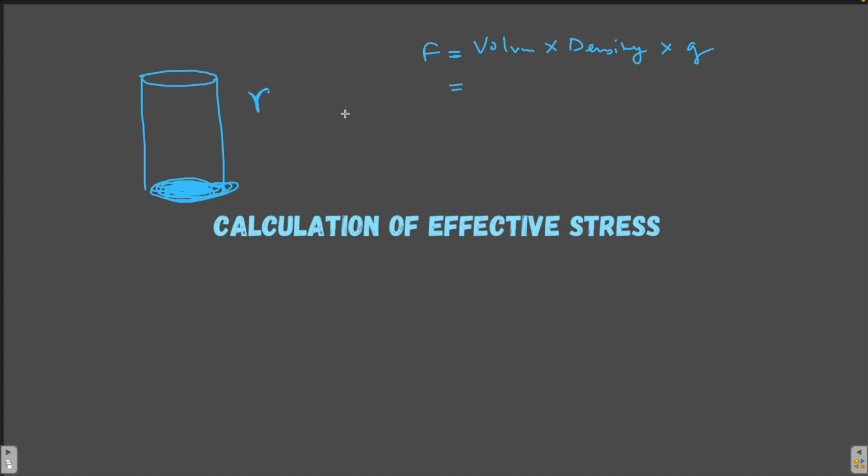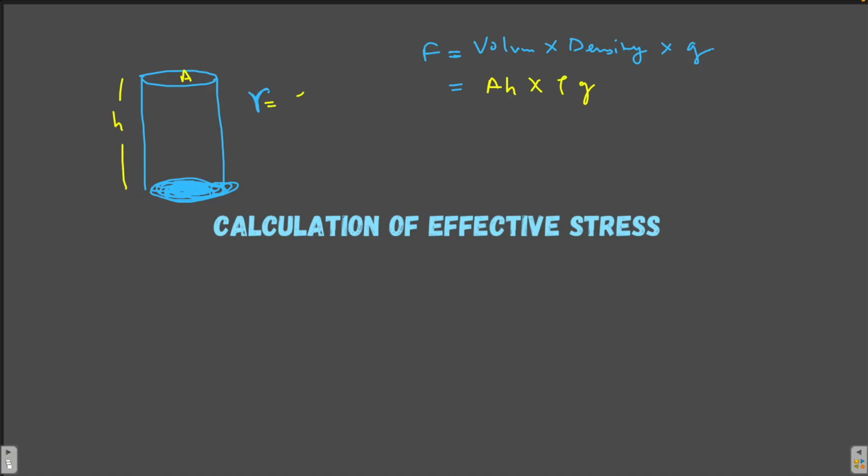Let the area of the cross section be A. This is the area of cross section. So how much will the volume be? A into whatever the height is will give you the volume. So A into H will give you the volume. Density, suppose rho is the density, into g will give you gamma.